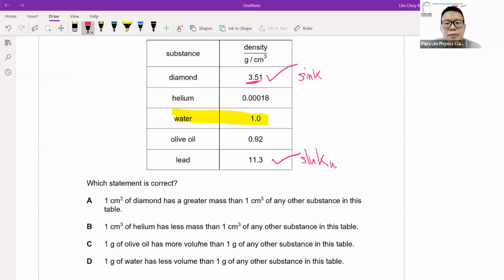Okay, so we do a simple comparison. We compare diamond in water versus lead in water. So we're looking at how big the number is, bigger than 1 because it's water. And similarly, using the same principle, we can compare whether diamond floats in olive oil or whether lead floats in olive oil. It depends on the number. Now, 1 gram per cm cube.